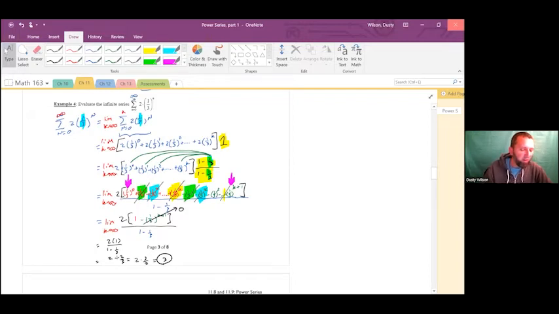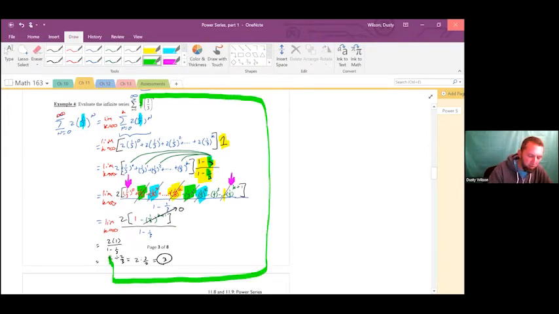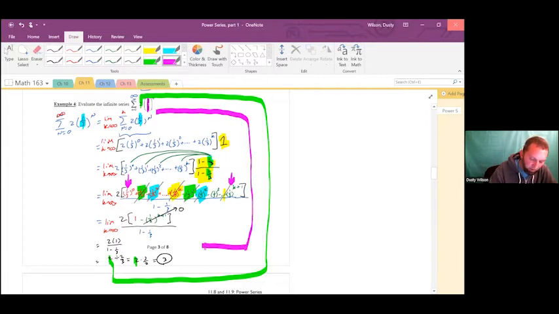So we have here evaluated an infinite series. Notice that the 2 that was in the very front hung around all the way to the very end of the question, right? And the 1/3 here also hung around all the way to the end of the question.